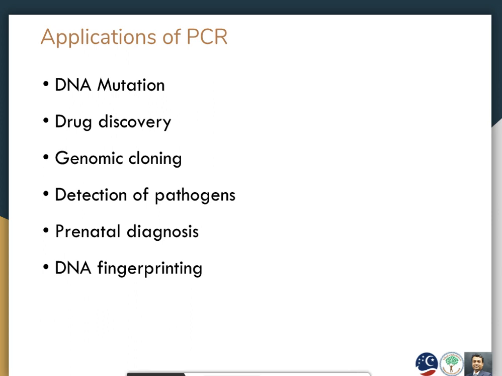Prenatal diagnosis, to analyze whether the developing embryo has some defects or some genetic mutations. Okay, DNA fingerprinting, which you can use to analyze a crime scene, whether the blood found at the crime scene matches the suspected individual's DNA or not. So here also PCR has a very good application.